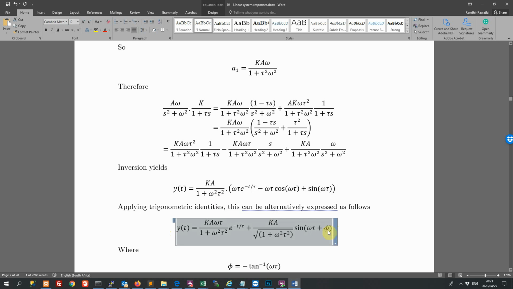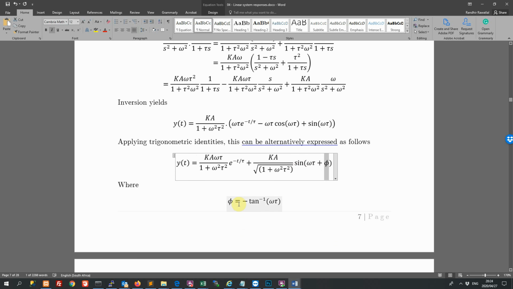And it looks complicated until you realize that this is just a lump of constants. And so this is a constant times e to the minus t over tau. So this is simply the first order response. And anyway, this whole term is going to vanish as t goes to infinity. And then here, again, we've got a big lump of constants multiplied with a sine wave. And so this is a sine wave with a frequency of omega and an offset of phi, where phi is minus the arctan of omega tau.